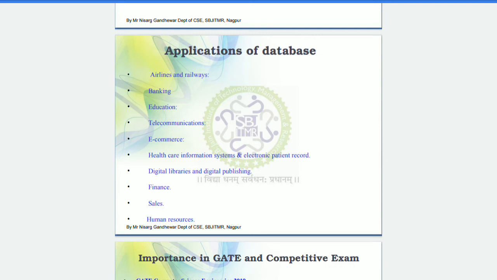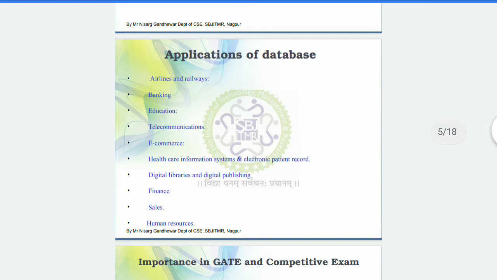Airline and railways. Now what is the use of a database in an airline? Passenger information is there, flight information is there, their timing is there. All this information is going to be stored in the database. Similarly, in the case of railways, the same kind of thing is there. You can have passenger and train information, what their timing is, what the number of the train is. All this information will be stored in the database.